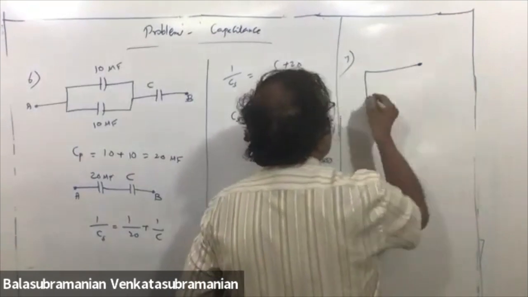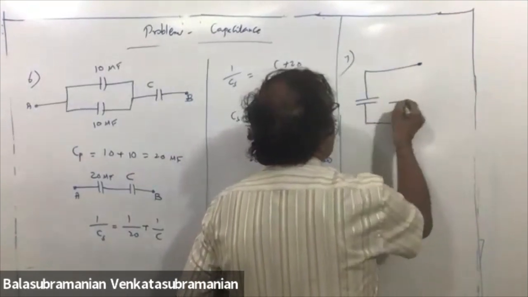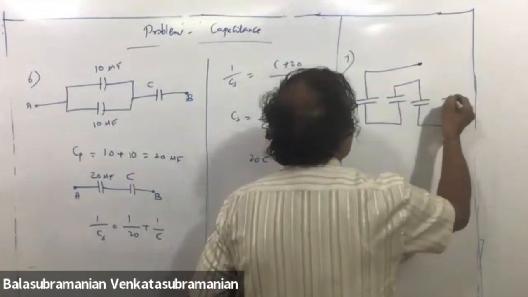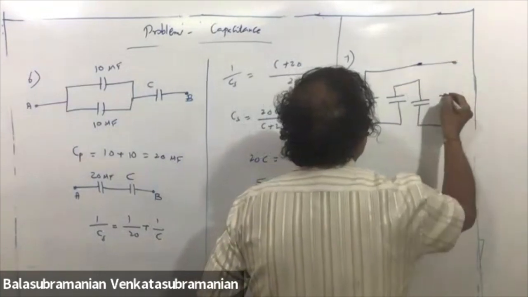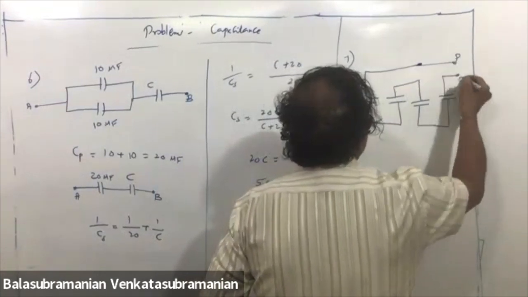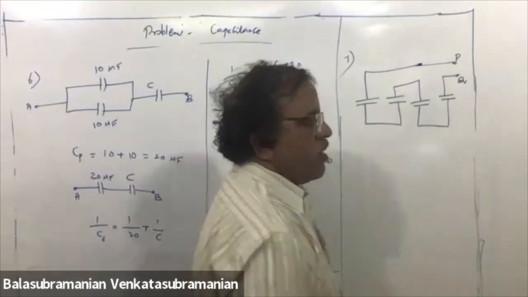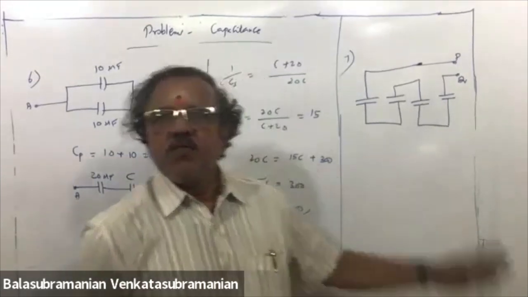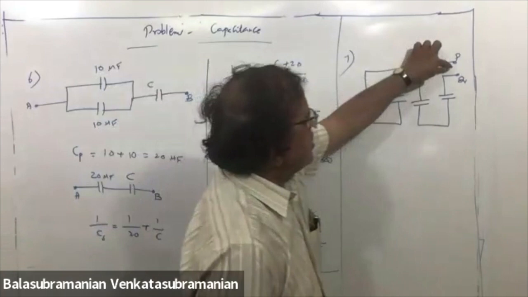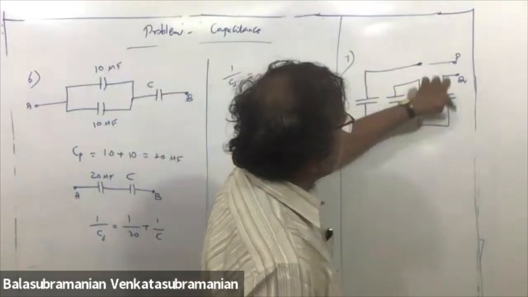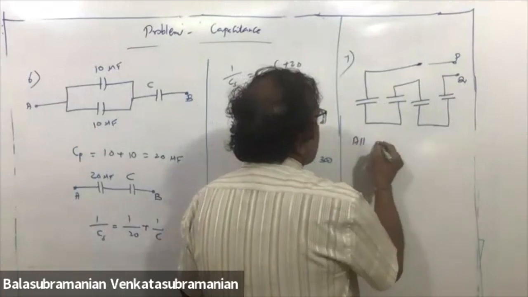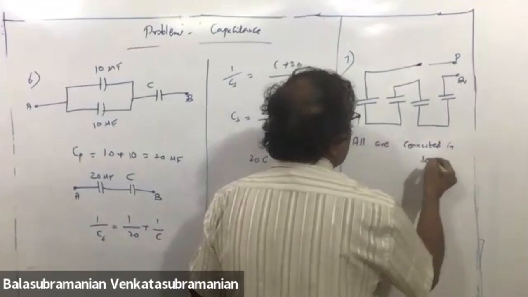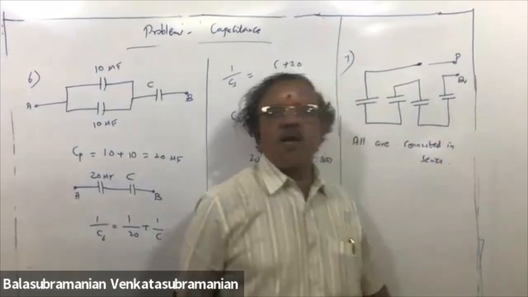Diagram. Between P and Q, the resultant capacitance is given as 1 microfarad. From the diagram, it is very clear. See, starting here, then it is continuous. That means all are connected in series. All are connected in series.